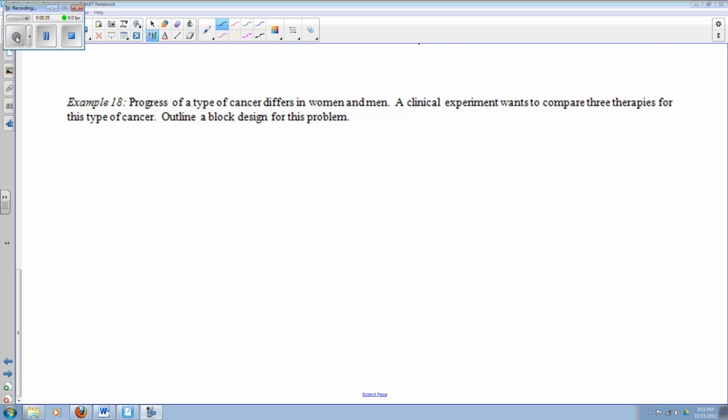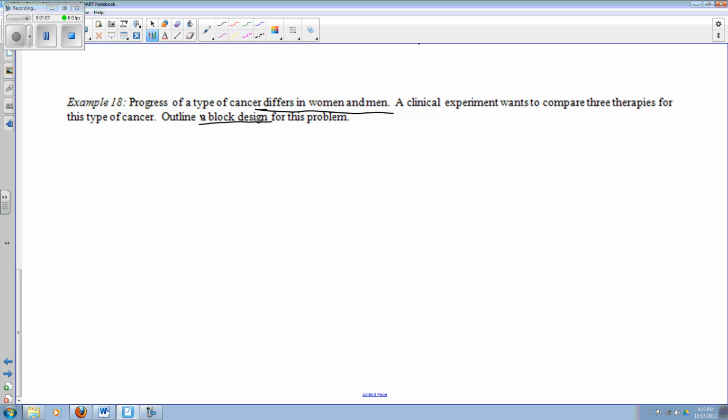There's a couple key things that we read in how to set up this experiment correctly. We're going to be doing a block design. It tells us that, just straightforward. It doesn't always say that, but in case it doesn't, what we want to notice is the first sentence, where it says progress of a type of cancer differs in men and women. That, in and of itself, is a huge indicator that gender is going to be a factor in this study. We need to account for that in our experiment by separating them, because somehow the qualities are going to be different.